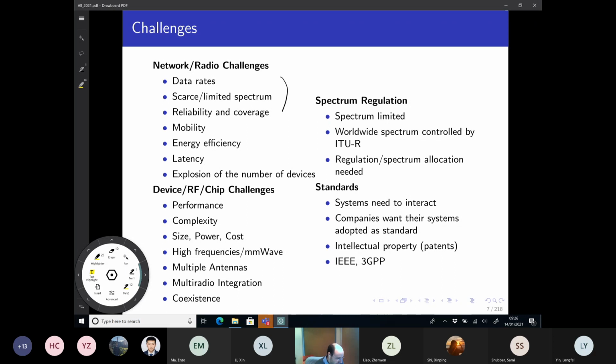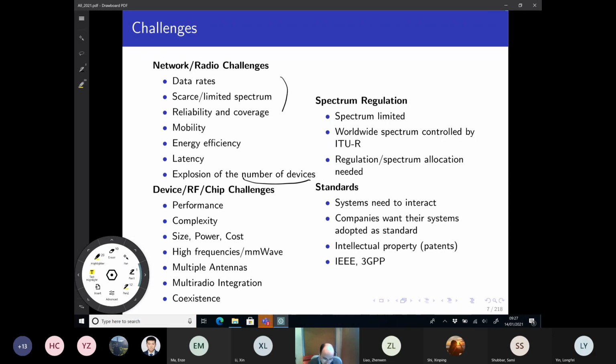Latency is increasingly important in 5G systems. You want to decrease the latency in the network as much as possible to enable driverless cars and things like this. And there is an explosion in the number of devices. So all the access points, transmitters and receivers have to cope with many different devices. You don't have only one device on the channel, but you can have many of them.